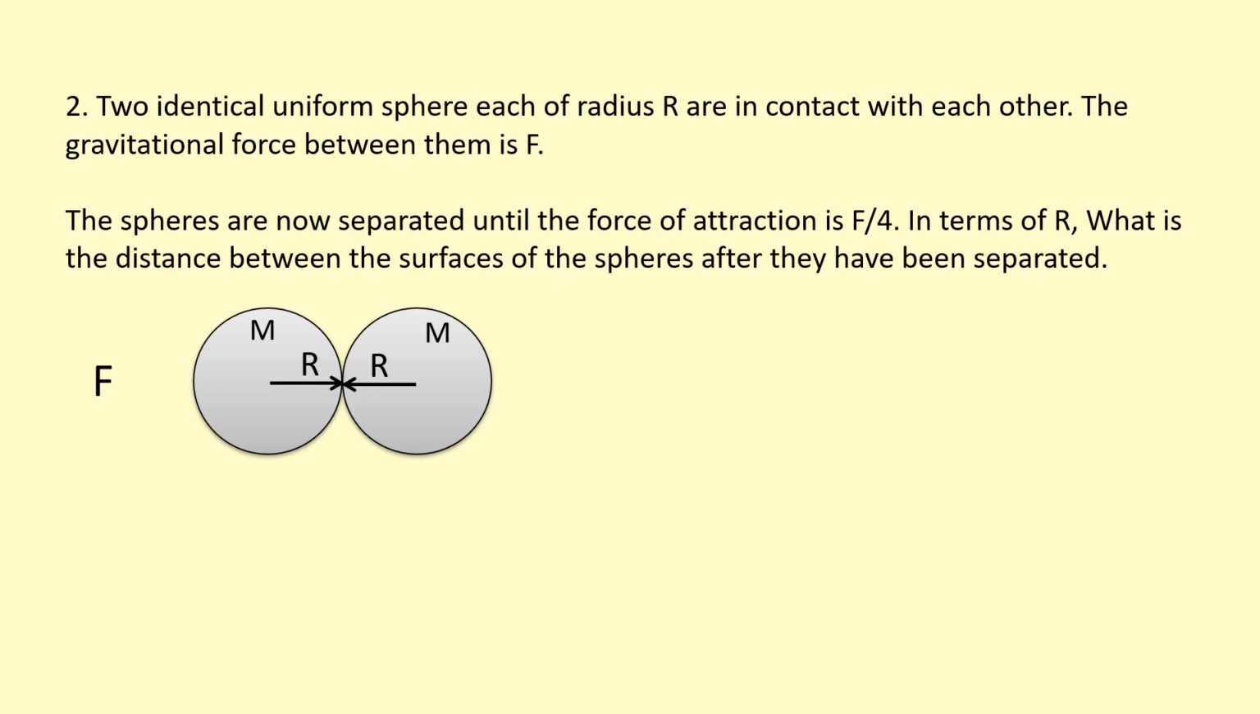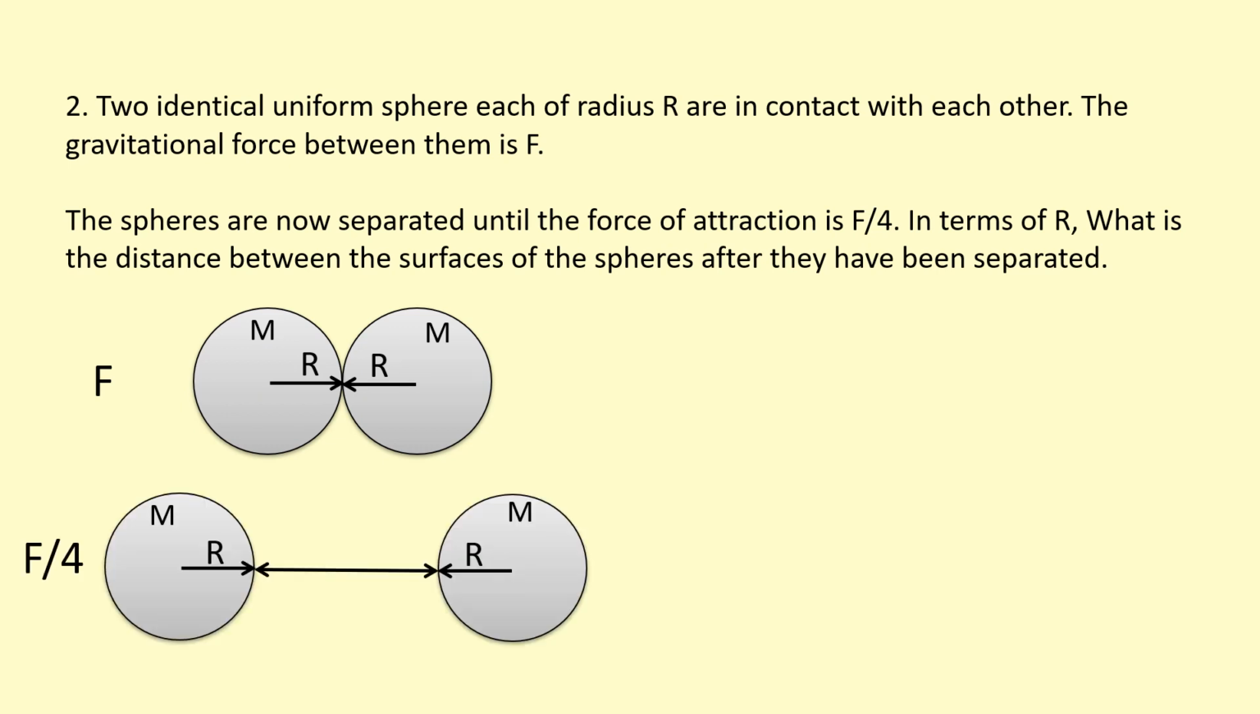In terms of r, what is the distance between the surface of the spheres after they have been separated? So we've been separating the two spheres, and so the gravitational attraction between them is weaker, a quarter of the initial size, and we need to figure out the distance between the surfaces. The initial distance between the centers of the two spheres was 2r, the radius of both added together. Now we need to figure out this d, which is the distance between the surfaces.